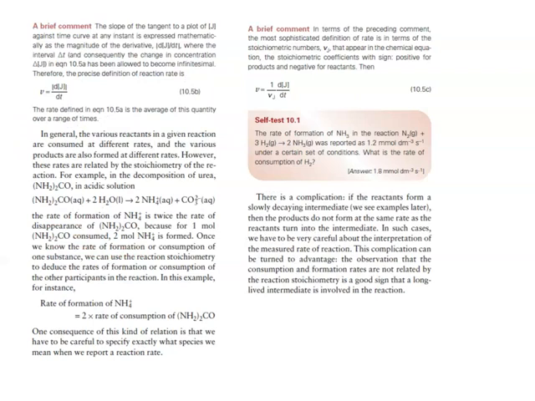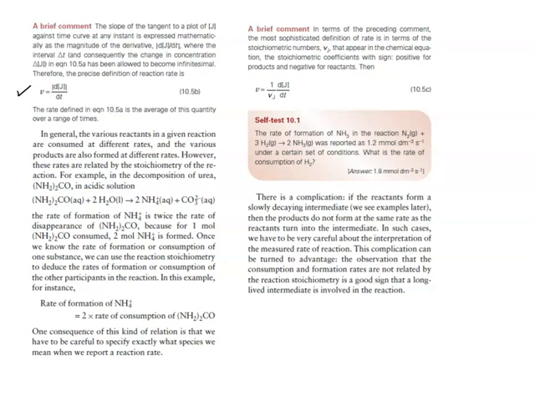So, a brief comment. The slope of the tangent to the plot of concentration of J against time curve at any instant is expressed mathematically as the magnitude of the derivative, where the interval delta T, and consequently the change in concentration delta J, has been allowed to become infinitesimal. Therefore, the precise definition of reaction rate is as follows, where you have the derivative of J with respect to time.